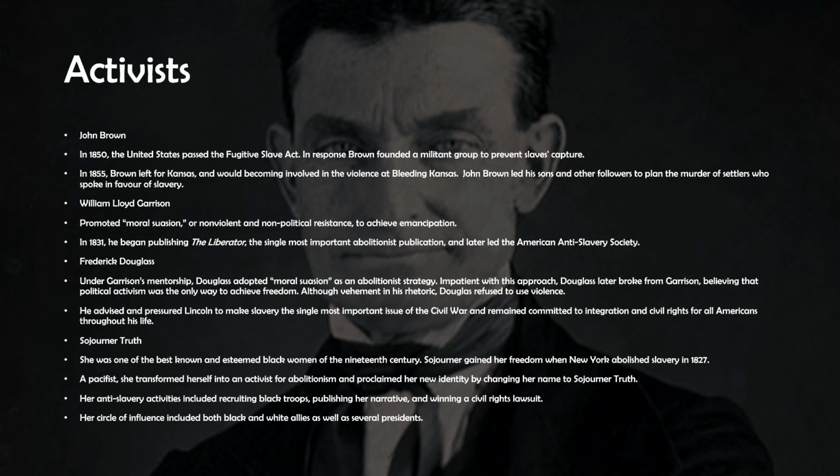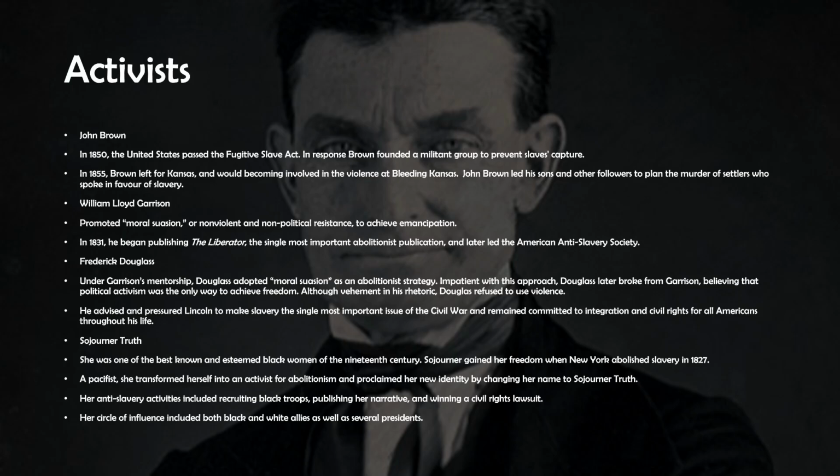In 1850, a Fugitive Slave Act was passed, and in response to this, Brown founded a militant group to prevent slaves' capture. In 1855, he left for Kansas and was involved in the violence of Bleeding Kansas, where he murdered settlers who spoke in favour of slavery. We're going to be talking a lot about this in the next topic. However, the specification does mention abolitionists, so I sort of have to discuss it.